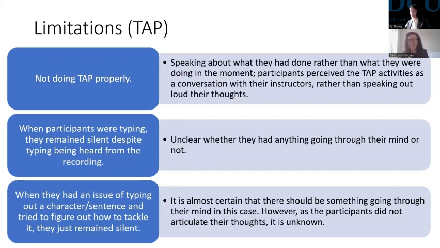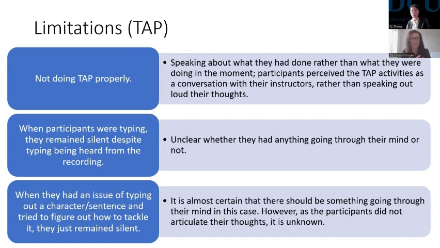But actually we can hear the keys clicking, we can hear them typing. We're unclear what's going on in their mind, or if they had thought about it before and are just typing freely. We actually don't know what's going on there, but it's frustrating that we can hear the typing and the pauses throughout. Number 3, when they had an issue typing out a character or sentence and tried to figure out how to tackle it, they just remained silent.